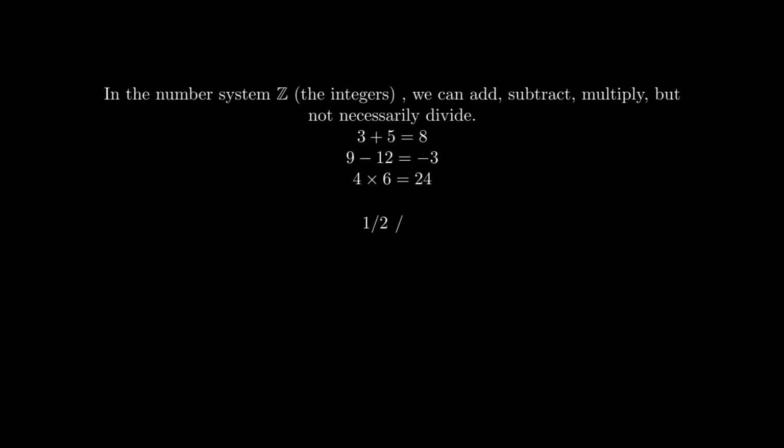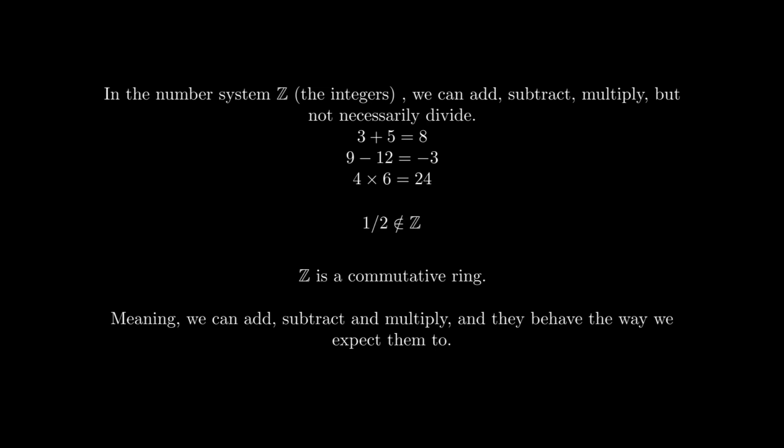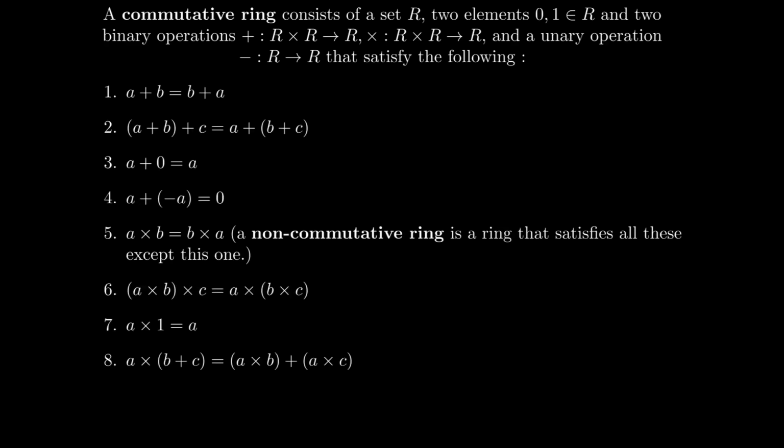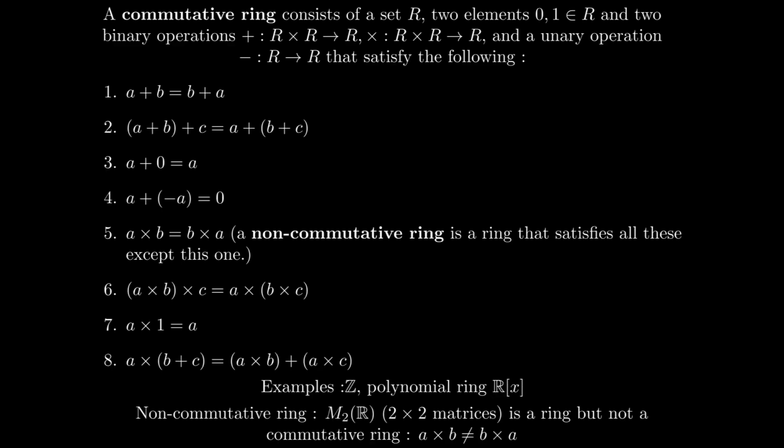In the integers, we can add, subtract, and multiply, but we can't necessarily divide, since 1/2 is not an integer. The integers is an example of a commutative ring, which means we can add, subtract, and multiply, and they behave the way that we expect them to. Here's a list of properties that a structure must satisfy to be a commutative ring. The ring axioms basically say that you can add, subtract, and multiply, and they behave like normal. Examples are the integers and polynomial rings.